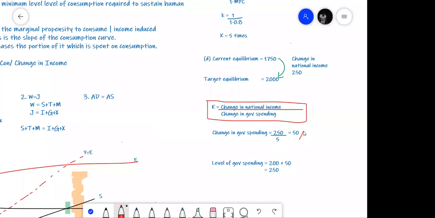Remember, this is not the final answer. Okay, got 2000, that means your answer is correct. So that is the change in government spending. Okay, 50. So again, look very carefully, what is the question talking about? Is the question asking what is the change in government spending, or is the question asking the level of government spending? So if they had asked you the change in government spending at 50 there, you can stop. But if they're asking you for the level of government spending, it's not 50, no. It's that previous 200 plus the 50. So government spending has to be at a level of 250 in order to achieve equilibrium output of 2000.